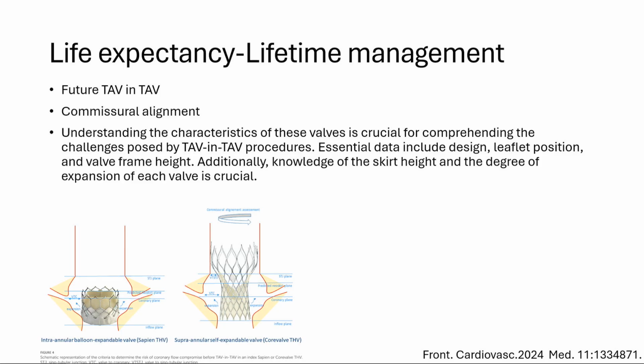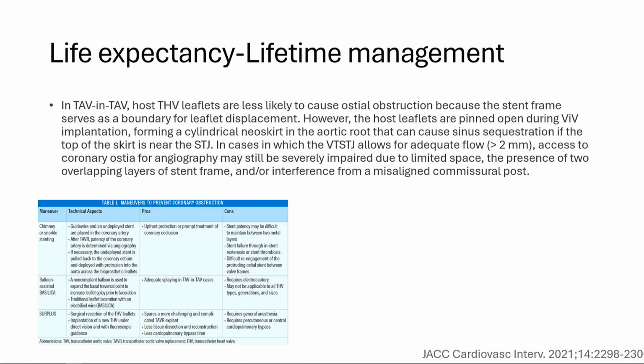So we should think about the future of TAV-in-TAV. There's a device that offers commissural alignment, and basically understanding the characteristics of these valves is crucial for comprehending the challenge posed by TAV-in-TAV procedures in the future. Like I said, with the TAV-in-TAV, it's completely different. The old cells are pinned open during valve-in-valve implantation, forming a cylindrical narrow skirt in the aortic root that can cause sinus sequestration. So we should look at the VTSTJ to make sure. If not, there are other maneuvers that you can do, the chimney, the BASILICA, etc., to prevent this.